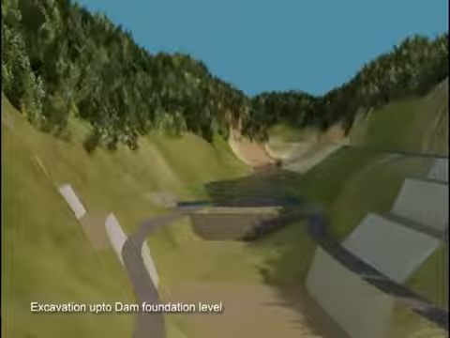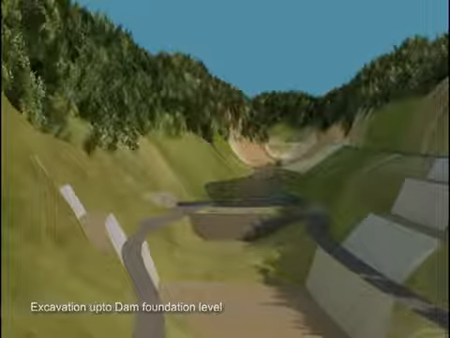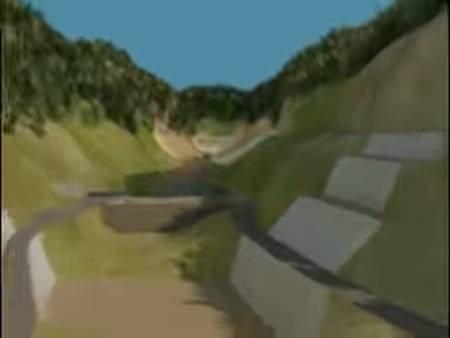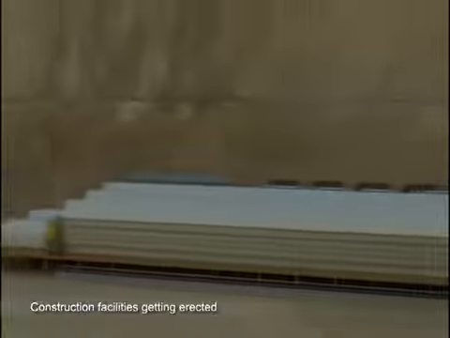Water between the coffer dams is pumped out to expose the river bed. Further excavation is now carried out up to the dam foundation level. Simultaneously, tower cranes, batching plant, wet belts and other construction facilities are erected at appropriate locations. Let us now understand in detail the trajectory of material movement involved in the process of building the dam structure.